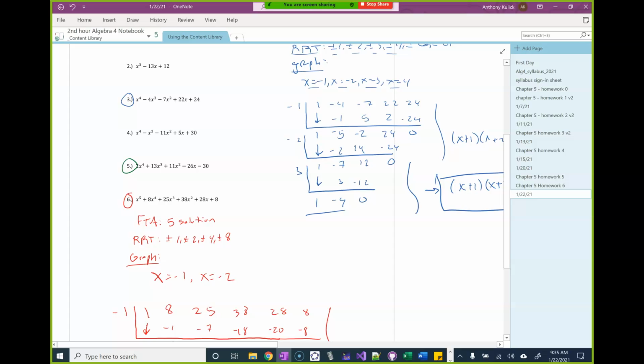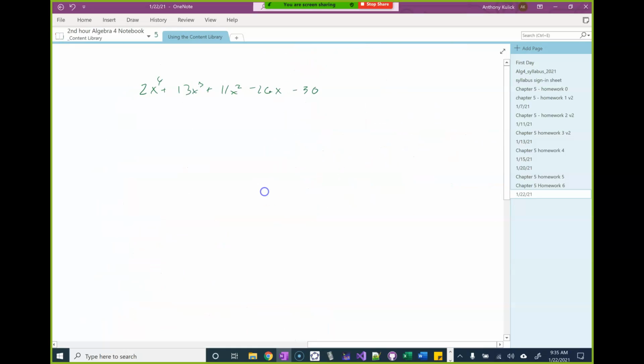Okay. Right away, I'm using 4 solutions or 4 x-intercepts at most. The RRT is going to be the factors of 30 divided by the factors of 2. So my factors of 30 are 1, 2, 3, 5, 10, 15, and 30. So that's over 1. I also have to do those same factors then over 2, since my leading coefficient has more than one factor to it.